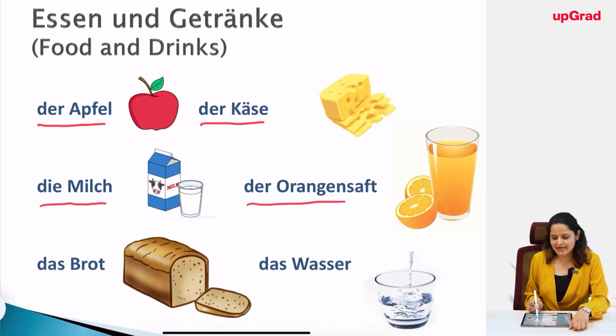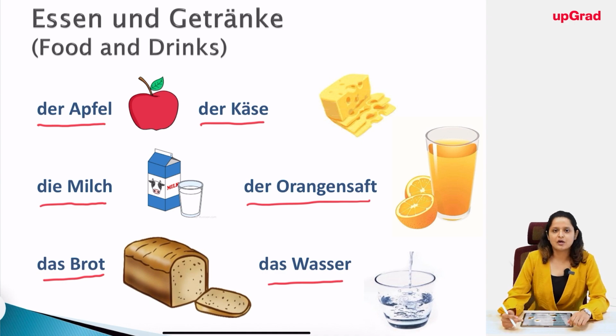Der Orangensaft, that is orange juice. Das Brot, that is bread. Das Wasser, that is water. We'll repeat these nouns. Der Apfel, der Käse, die Milch, der Orangensaft, das Brot, das Wasser.